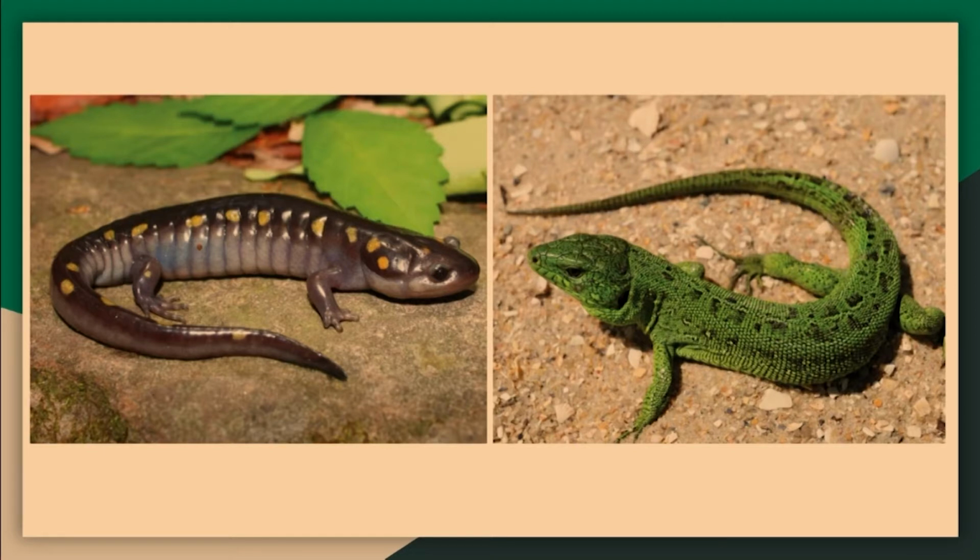Do you remember if salamanders and lizards belong to the same animal group? That's right, they don't. Today, we will learn how taxonomists use characteristics to classify salamanders and lizards differently. Those are scientists that specialize in naming and classifying living things.